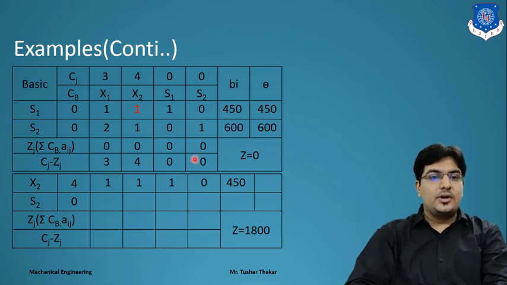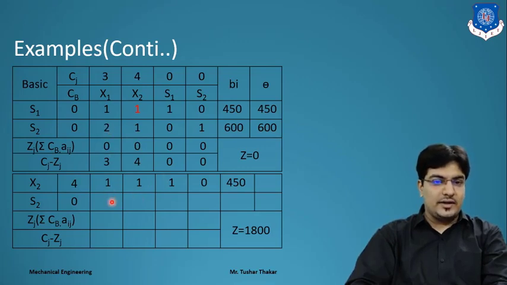For the new row, we always want a 0 value below or above the key element or pivot number. Here below we have only one value, so simply we subtract from that, and we get a new row over here. Means 1 minus 1, that is 0. 1 minus 1, old row of S2 minus new row.